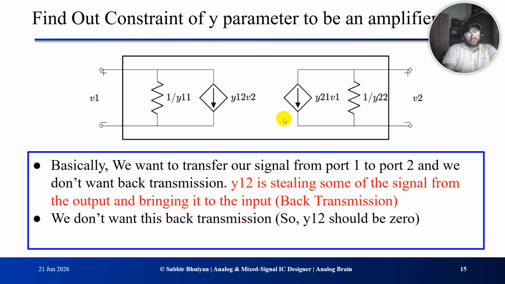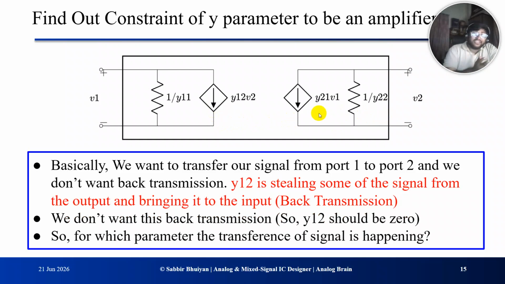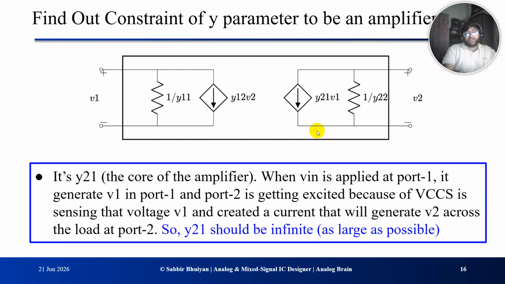No back transmission, which raises the natural next question. If Y12 is the backward path that we are killing, which parameter is the forward path, the one actually responsible for transferring signal from port 1 to port 2? That's Y21, and this is genuinely the core of the amplifier.